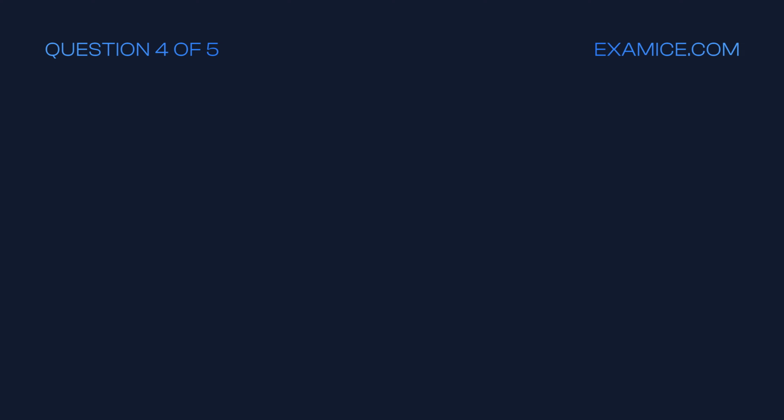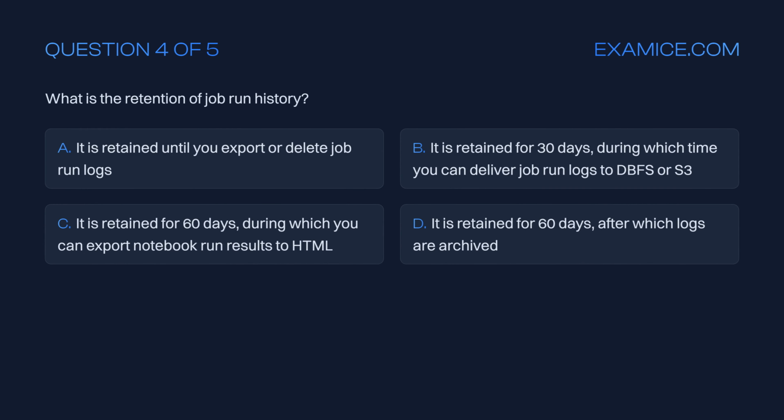Question 4. What is the retention of job run history? Option A. It is retained until you export or delete job run logs. Option B. It is retained for 30 days, during which time you can deliver job run logs to DBFS or S3. Option C. It is retained for 60 days, during which you can export notebook run results to HTML. Option D. It is retained for 60 days, after which logs are archived.